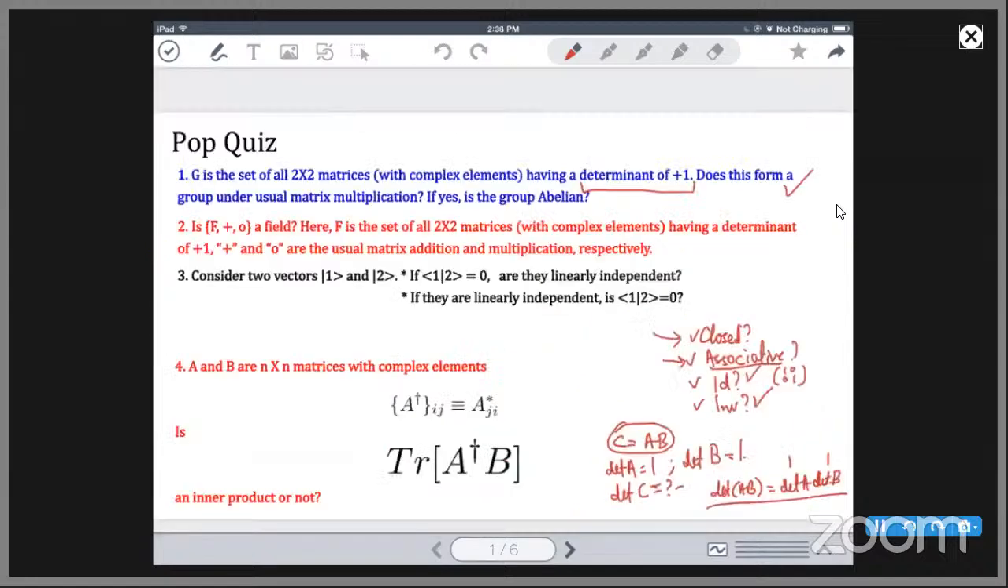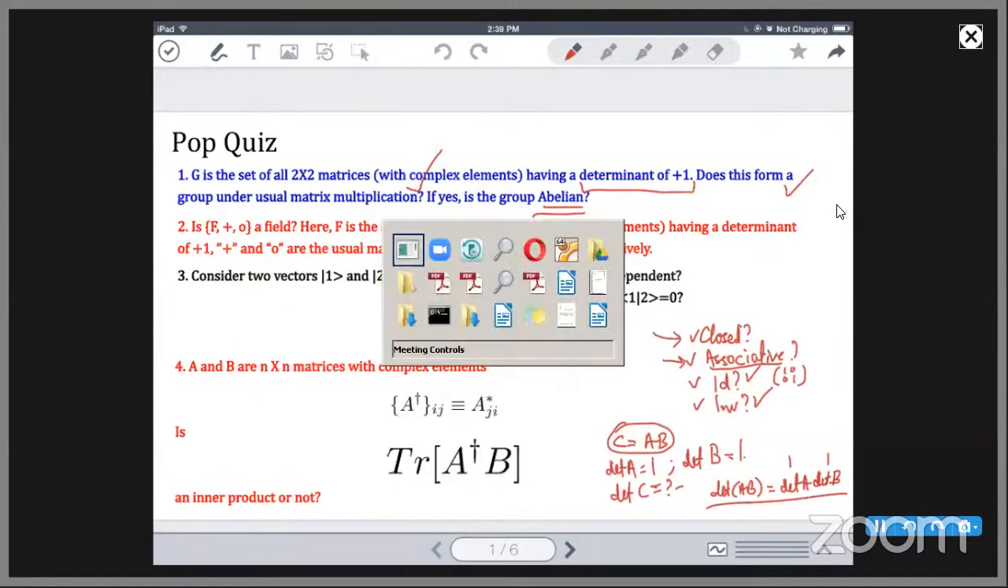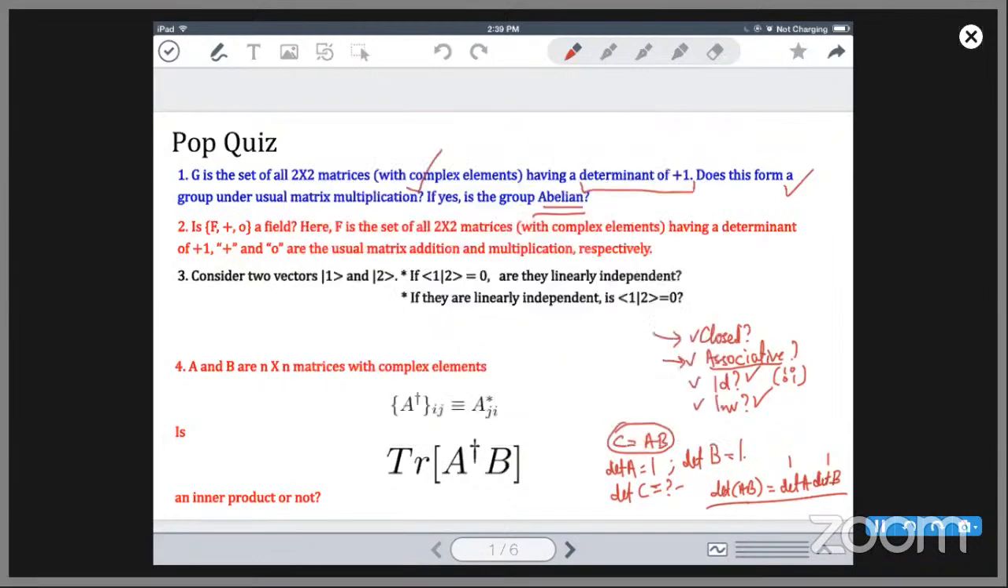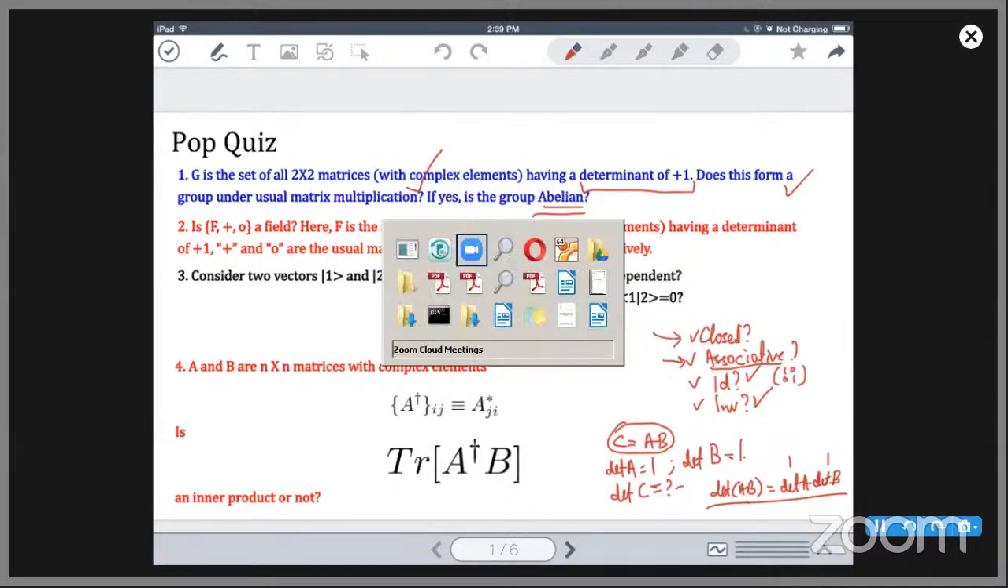So it does form a group, okay, under usual matrix multiplication. Is the group abelian? What does it mean for a group to be abelian? The elements commute. If the elements in the group commute, then we say it's abelian.